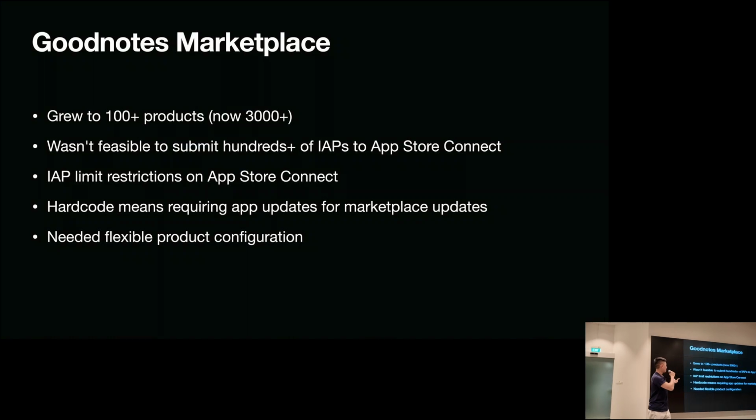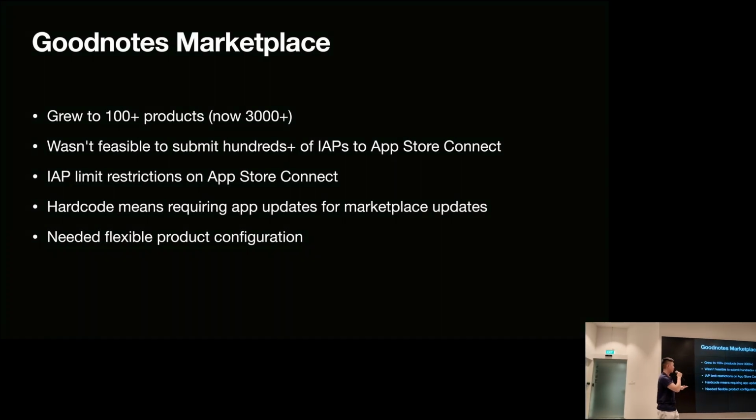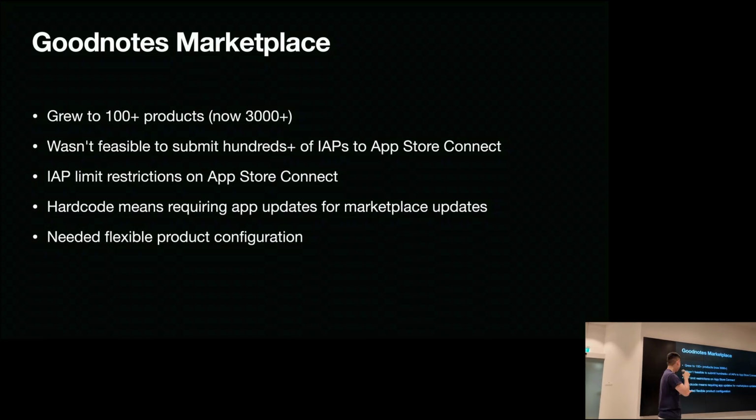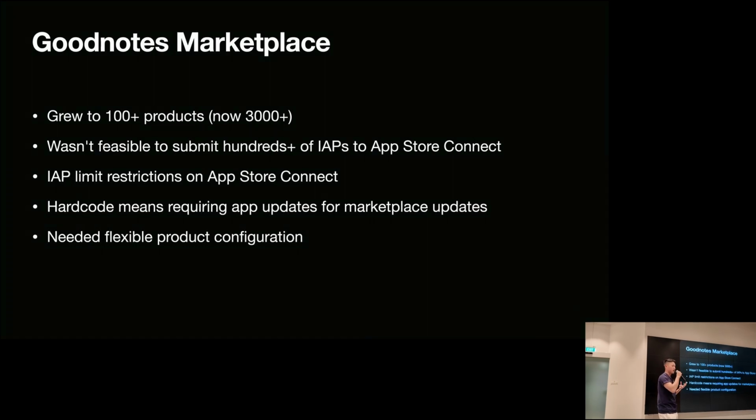Second, they also have a limited quantity of in-app purchases in App Store Connect. So I don't think we can submit 3,000 to App Store Connect, even if the work were theoretically possible. And also because we used to hard-code the identifiers for our products, if we want to update the products or manipulate them somehow, we have to update the app and the user has to update before they see any changes. So we needed flexible product configuration for our 3,000-plus products.